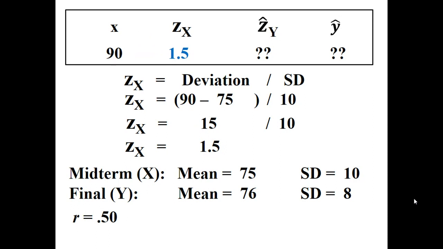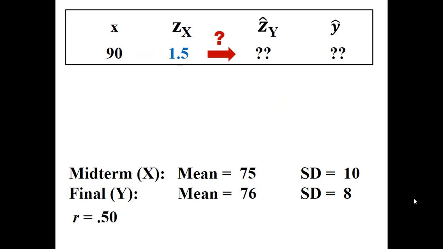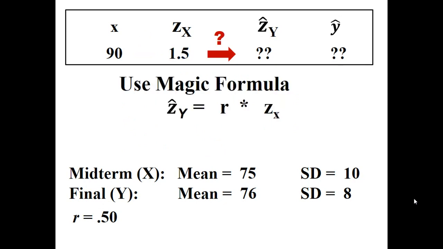And the next step is to use the z of x to calculate the predicted value of the z of y. And how do we do that? Aha, you know what we do. If we start with z of x and we want to get the predicted value of the z of y, we get to use the magic formula. So here it is. I told you this thing is incredibly useful. The predicted z of y is equal to r times the z of x.